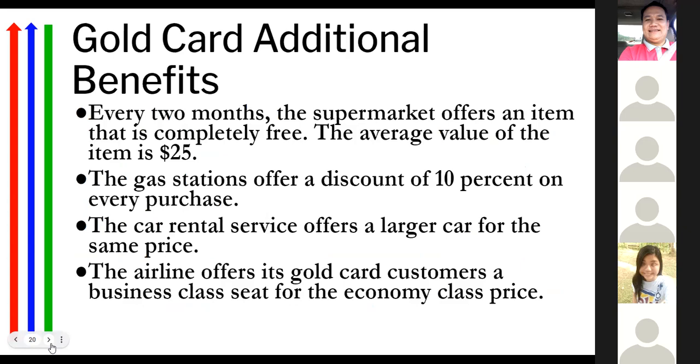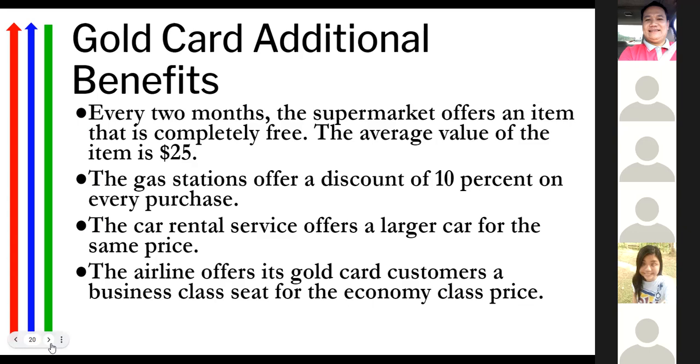Ayan, meron kasi tayong dalawang membership cards dun sa Royal and Loyal system. So meron tayong gold card and meron tayong silver card. So, yung silver card, yung parang pinaka-default pag nag-member kayo. Pero pag nag-gold card na, meron siyang extra benefits. So, for example, every 2 months, the supermarket offers an item that is completely free. So, the average value of item is $25. So, yun maging benefit niya sa supermarket. Pag sa gas station naman, meron siyang offer discount of 30% on every purchase.